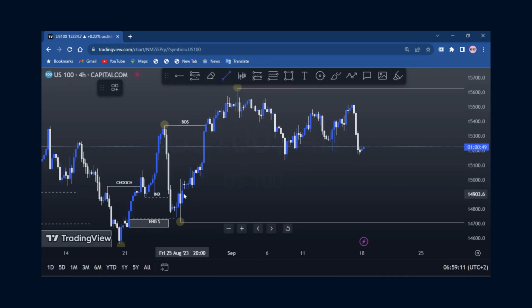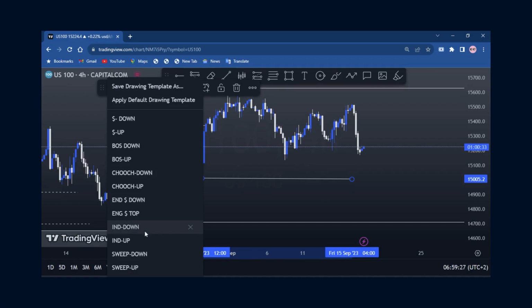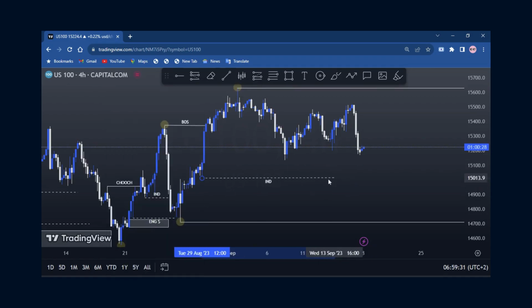As you can see guys, we cannot say this is any pullback. This is a single leg. The low of this candle was taken there and the high was taken there, so we can say this is our engineered liquidity, or rather, we firstly say this is our first inducement.